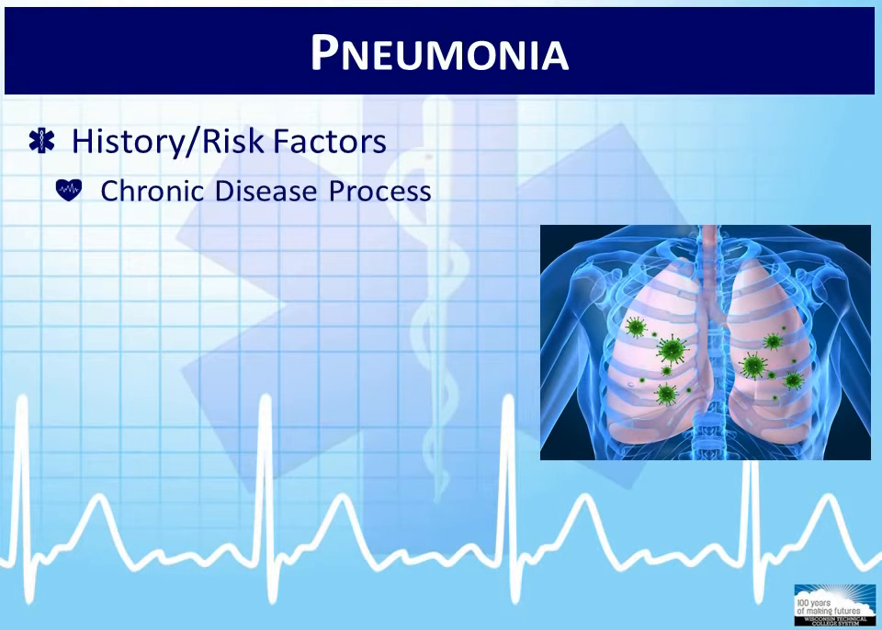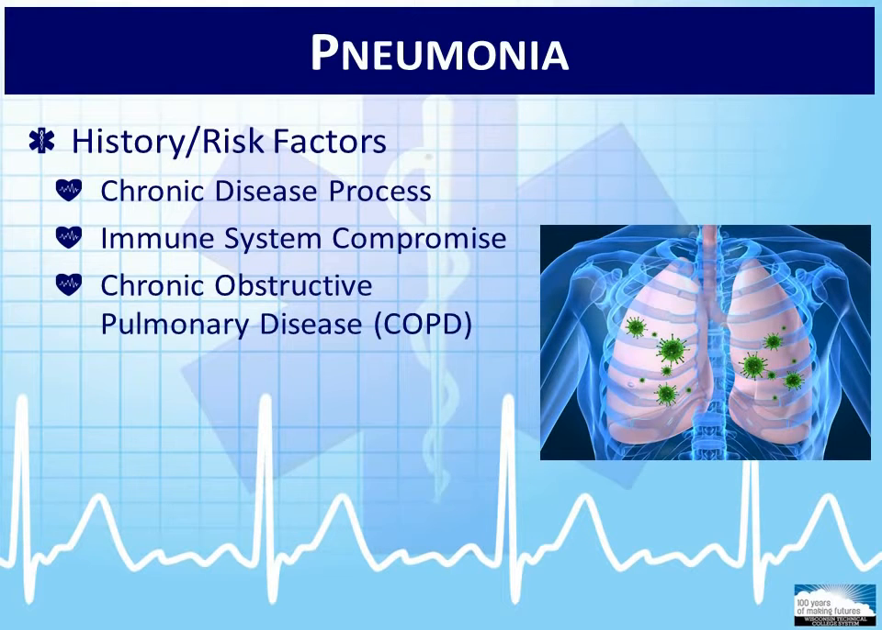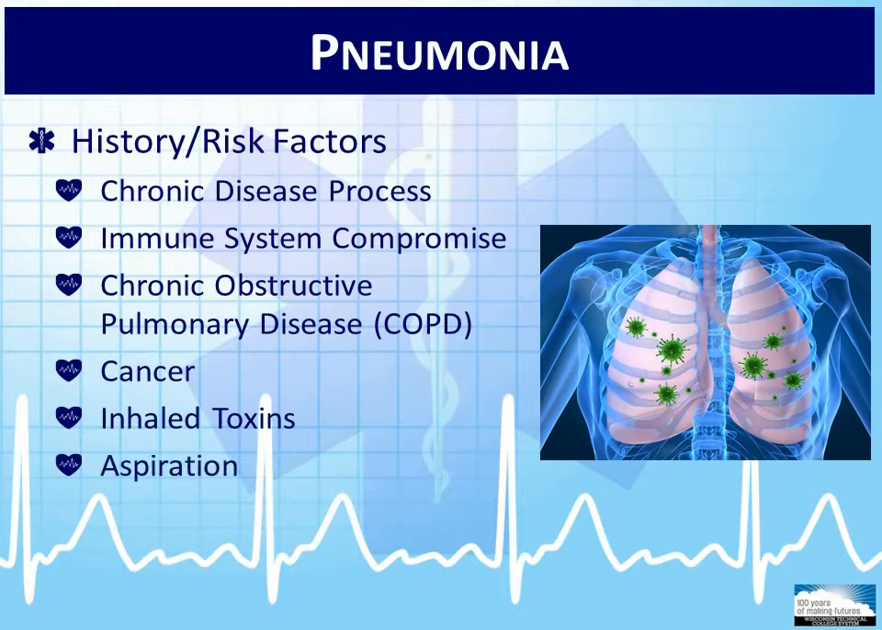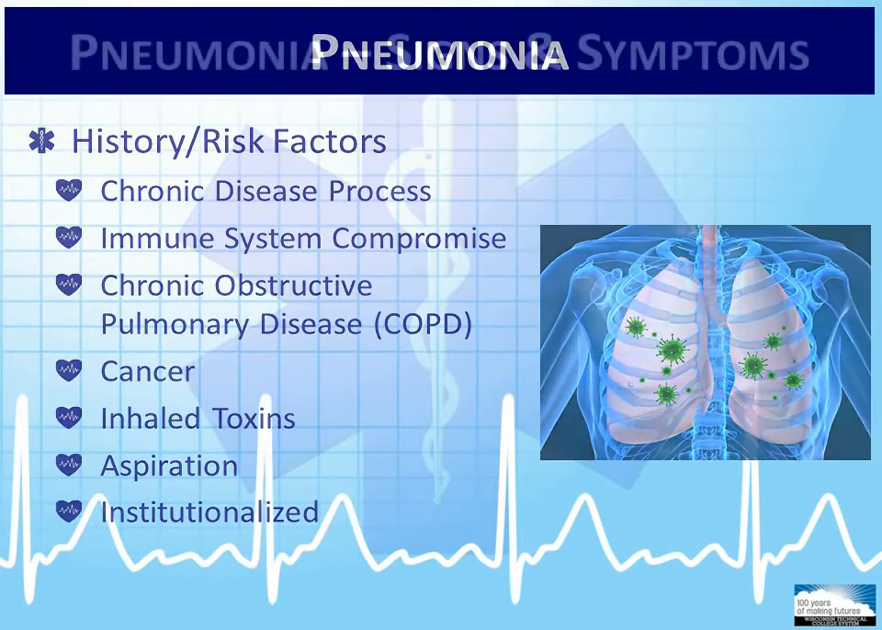Chronic disease processes, immune system compromise, chronic obstructive pulmonary disease, cancer, inhalation of toxins, and aspiration are some of these conditions. Additionally, institutionalized geriatric patients are at a higher risk of developing nosocomial, hospital-acquired pneumonia, given an increased likelihood of exposure to many of these conditions and other factors.